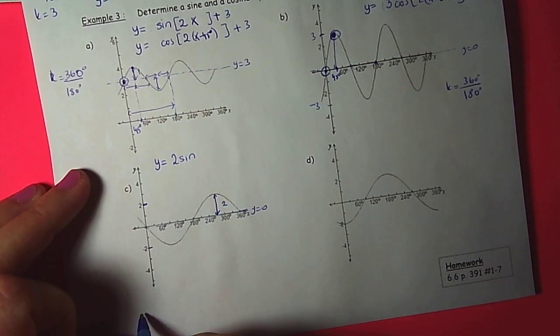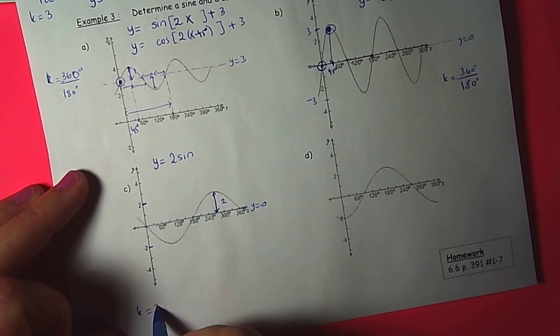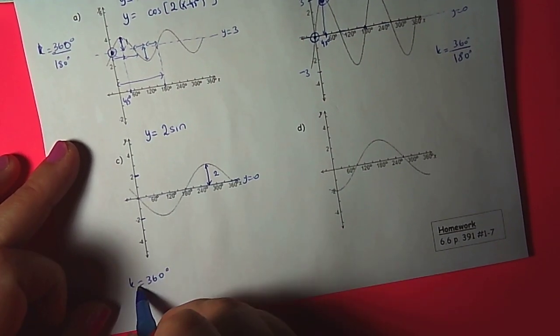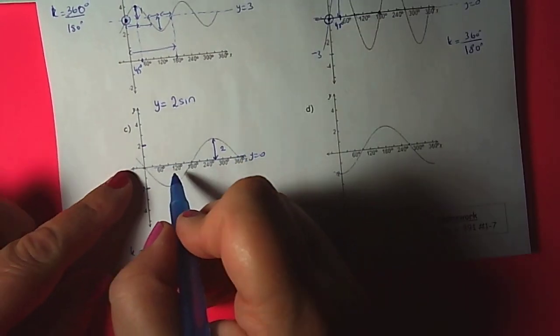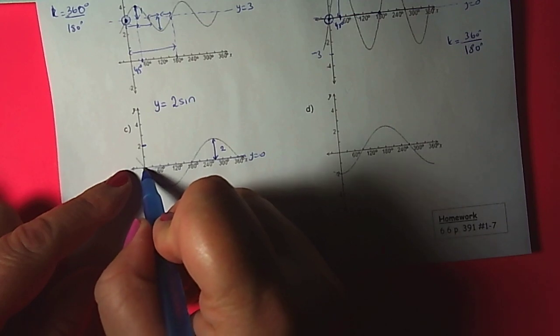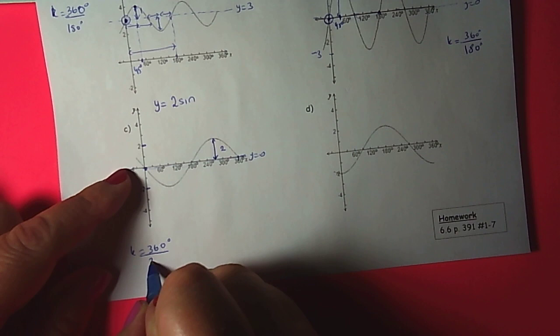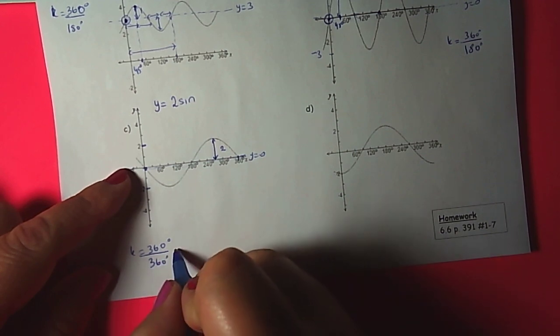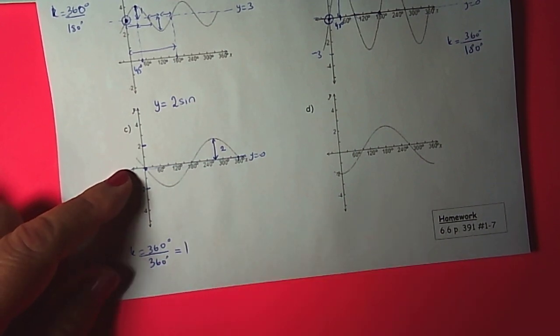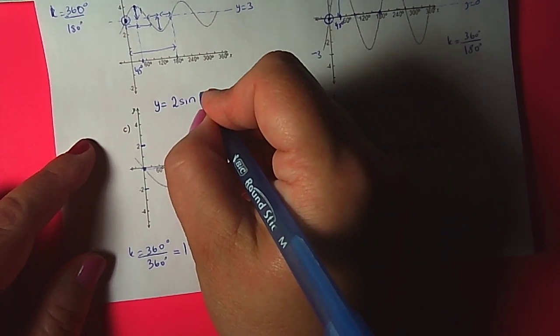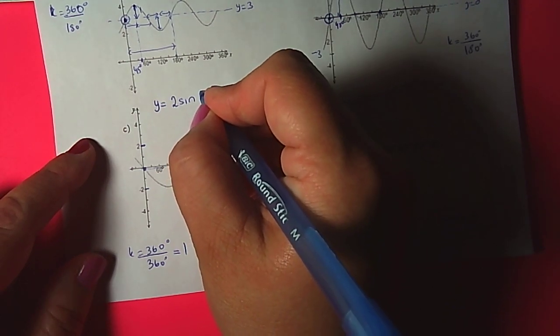Okay. So let's look at the k value. K value is 360 divided by the period. So let's check one period. If we start from a 0, first and second 0, it looks like one period is 360 degrees here. So it gives us k value being 1. Okay. So k is 1. So let's check the phase shift then.